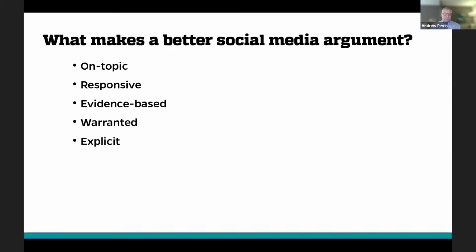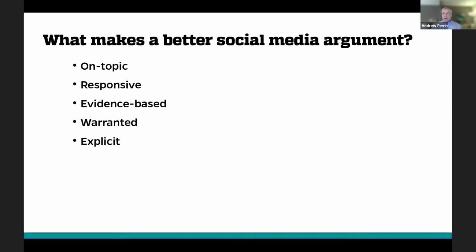And one is, of course, that the argument is in some way on topic, right? That it doesn't change the subject, but it is therefore responsive in some way. That is, it listens to or demonstrates in some way that the post paid attention to what came before it. That it responds in some way. I do think that a better argument is always going to be evidence-based. So showing some reason for the claim that it makes and the grounds or evidence that it uses to make that claim.